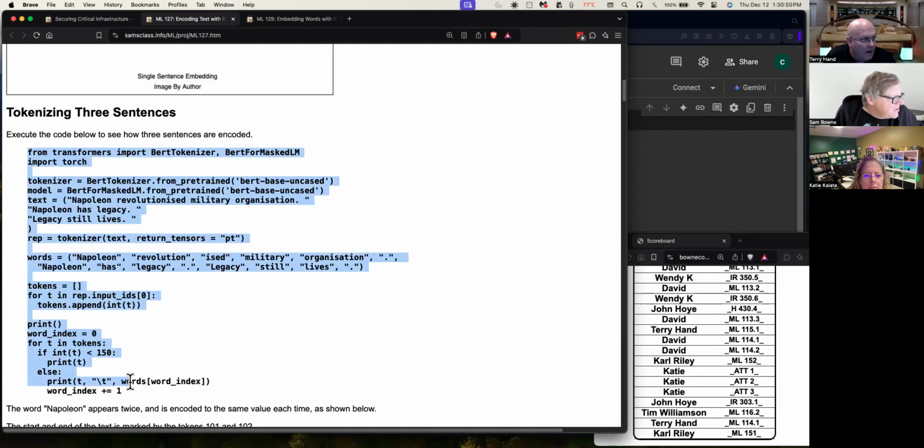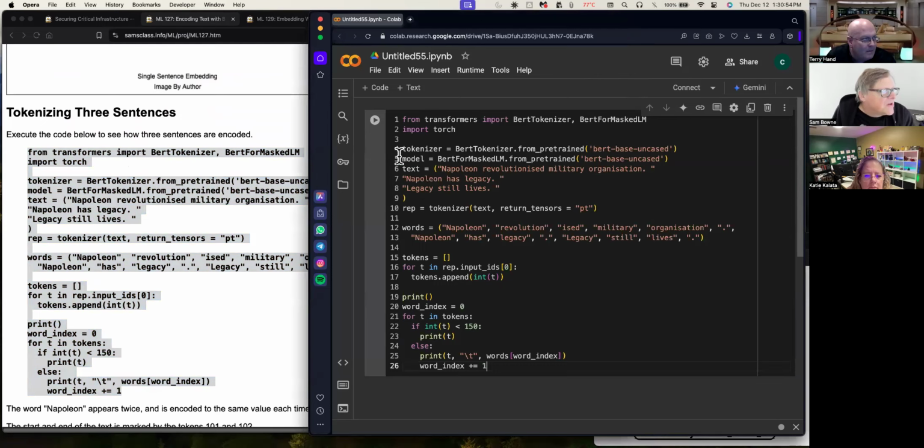Here's some code which will show how to encode three words. So this is going to import the pre-trained BERT tokenizer, and it's going to take these sentences: Napoleon revolutionized military organization. Notice the "ized" is a separate token, so it's not exactly one token per word, but it's close. Then Napoleon has legacy, period. Legacy still lives, period. Three sentences with some words repeated across these sentences so you can see the effect.